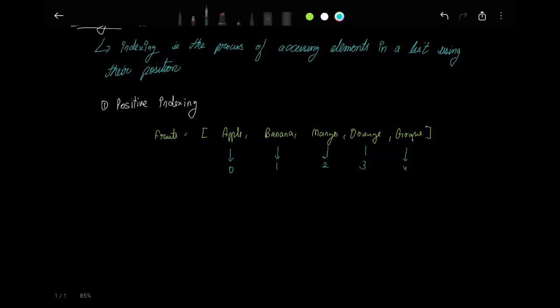Now why does the indexing start from 0? Computers store data in memory. Internally, the first position has an offset of 0. That's why most programming languages like C++, Java, Python start indexing from 0.